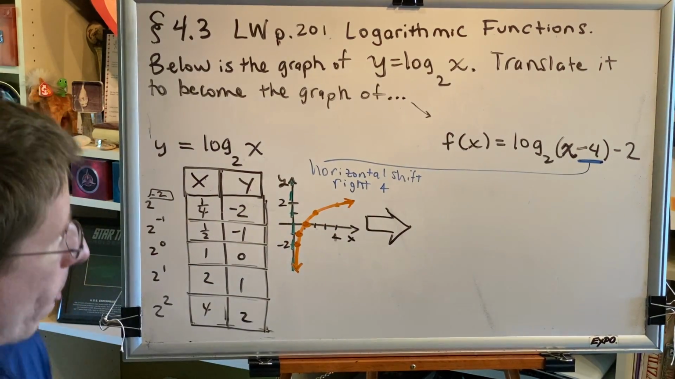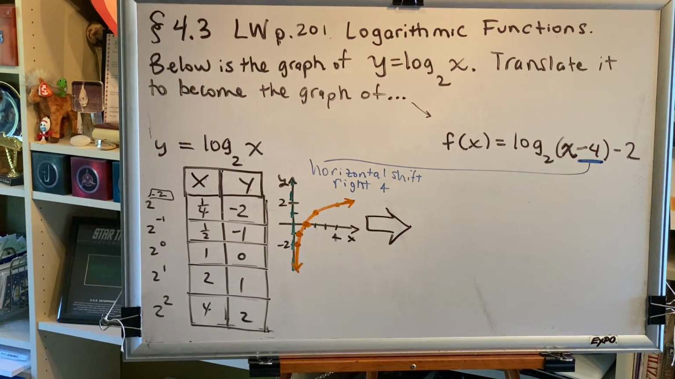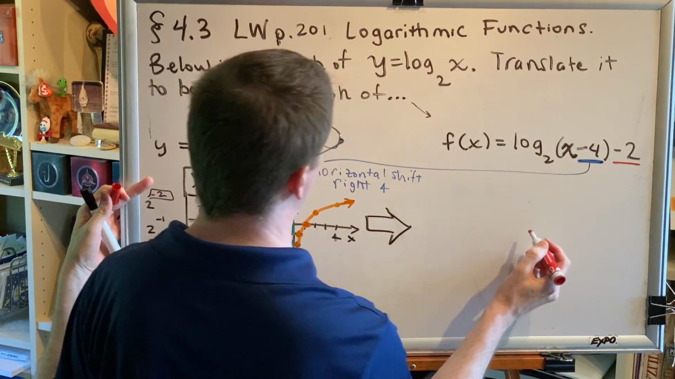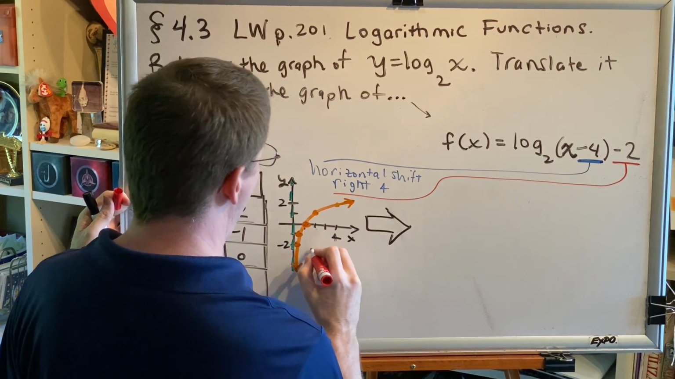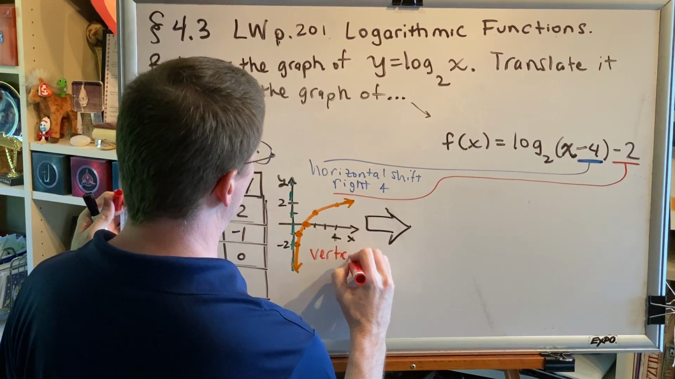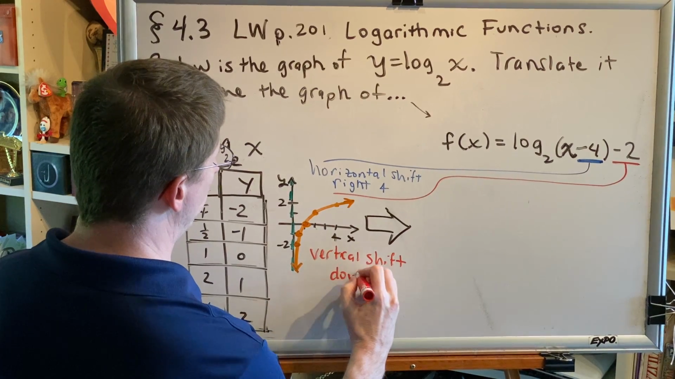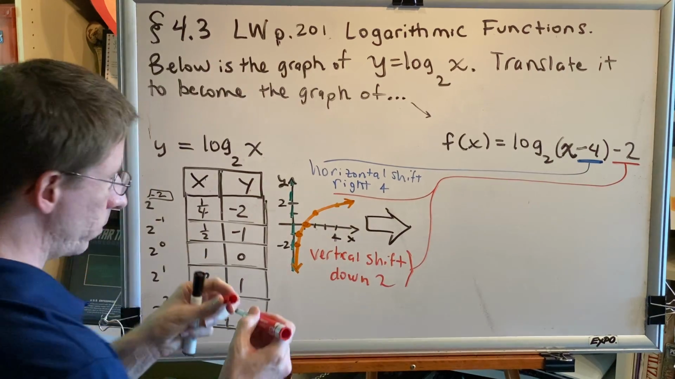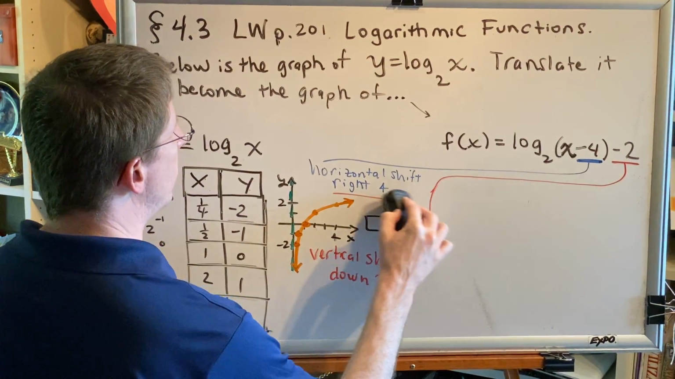4 spaces. All right, and in this problem, there are no instances of stretching, shrinking, or reflecting, but we do have a vertical shift indicated by this subtract 2 outside far from x. And so this is a vertical shift down 2.